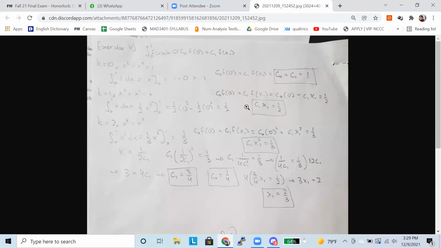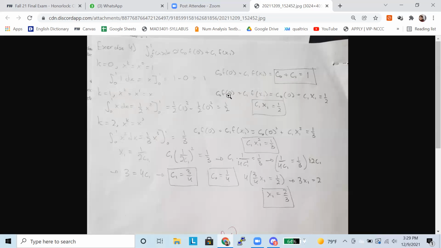So in this case, you have c0 plus c1, and this equals 1 because both these guys have to be equal. This 1 comes from the fact that this was 1. So that's your first equation. And then you go to the next precision, k equals 1. So now your function is x, or x to the first. And so you integrate this. This is just 1/2.